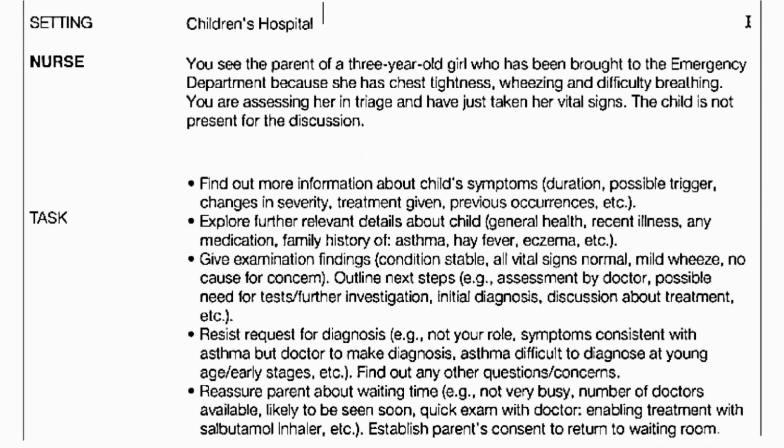So the question from the mother may be, how long do I have to stay here to see the doctor? So you can tell that I'm assuring you that it won't take more time because it's not a very busy time. We have a number of doctors available at this moment. Let me check and I will get the doctor as early as possible so that he can have a quick examination, and we will start the treatment most probably with the salbutamol inhaler. Is that all right? So the answer will be yeah, of course.